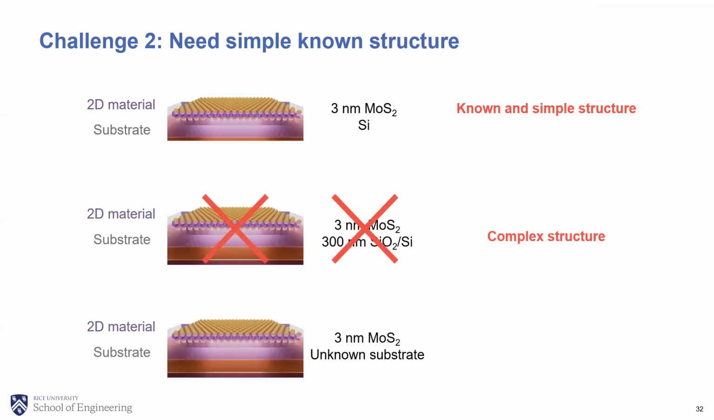In addition, if you still have 3 nanometer MoS2 and you put it on a simple substrate, however, you don't know what this substrate is. This is not okay either because this is an unknown structure. So overall, you can see another big challenge for the conventional ellipsometry is the need of simple and known structure.